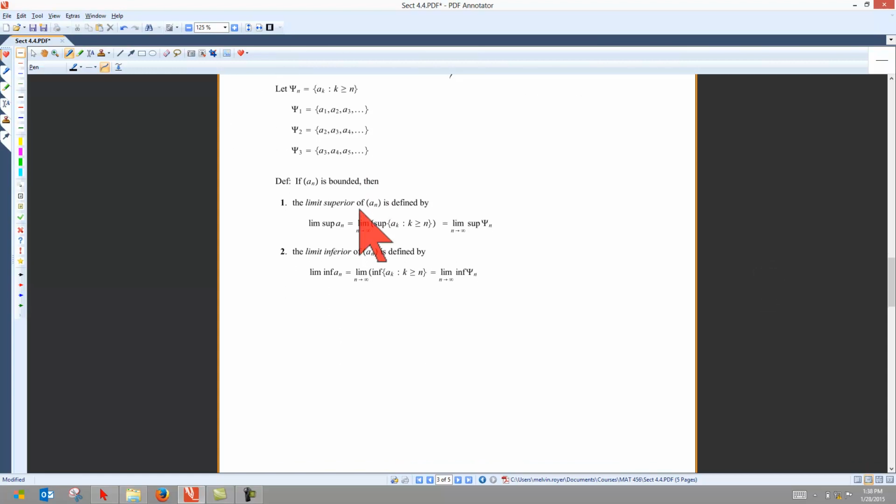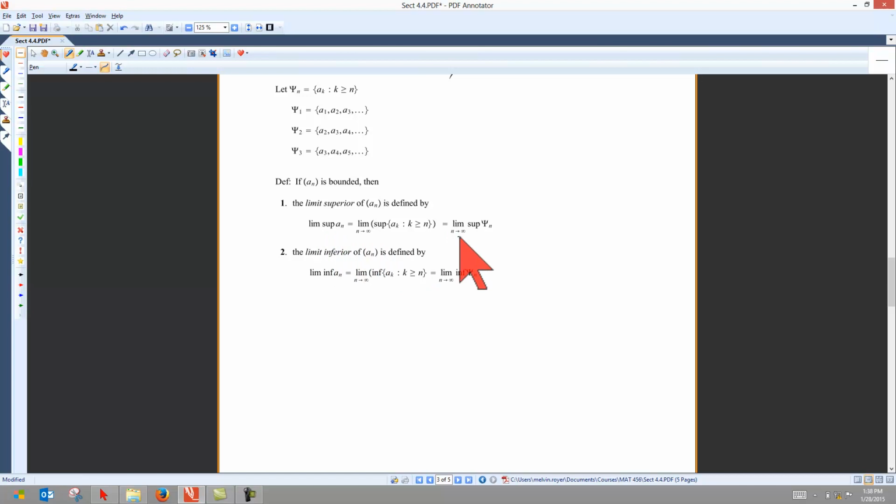We use this psi n idea to define the so-called limit superior and limit inferior. Very tricky concept, so let's walk through this slowly. I have a sequence in mind, and you do this for bounded sequences typically. So I have a bounded sequence in mind. I define its limit superior and write it this way, and often read it as lim sup of a sub n.